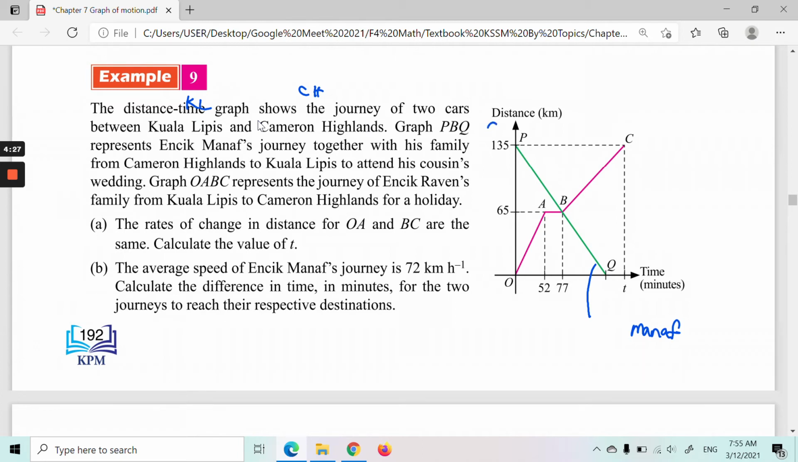So here is Cameron Highland, here is going to Kuala Lipis, to attend his cousin's wedding. And graph OABC is the journey of Encik Ravan.